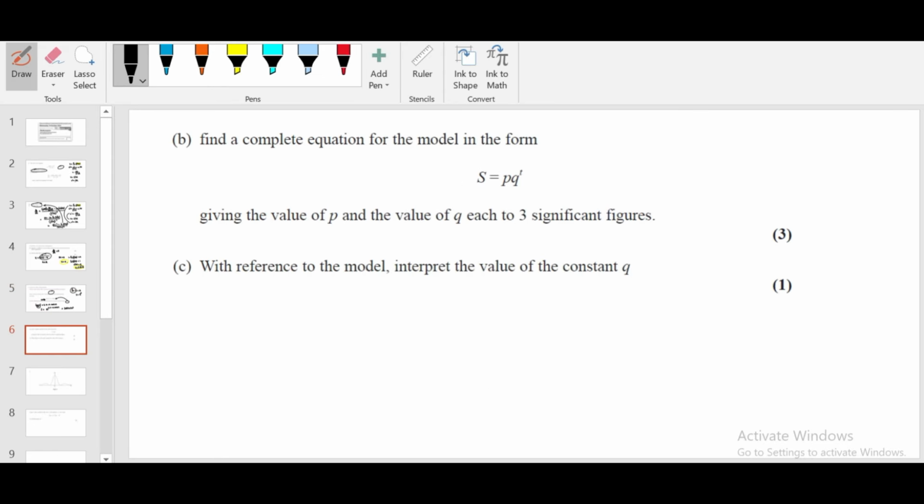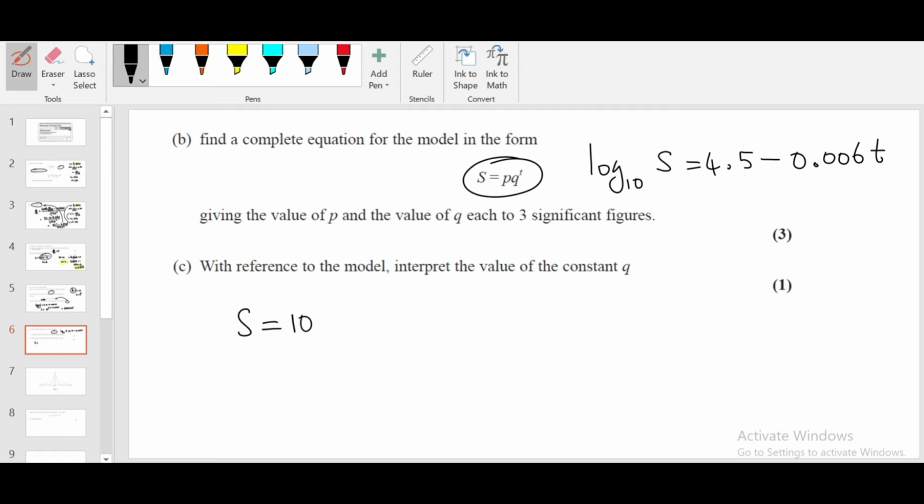Find a complete equation for the model in this form. Okay, we have an equation log S to the base 10 is equal to 4.5 minus 0.006 T. We need to get rid of the logarithm and write it in this form. It's easy, just straight away write S is equal to 10 to the power of the whole thing.